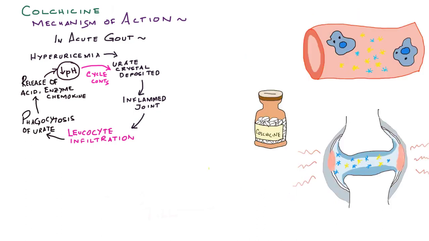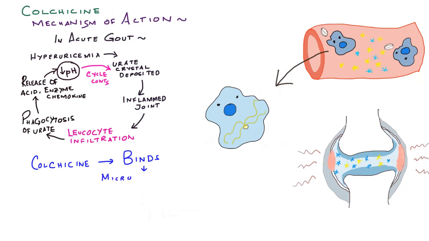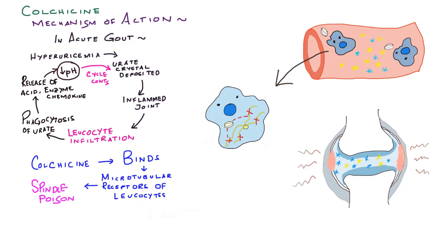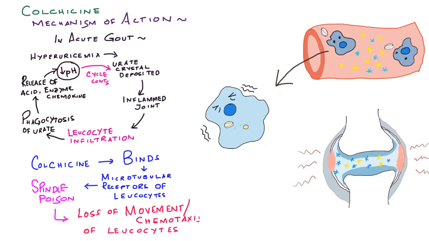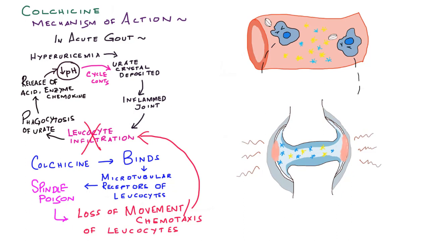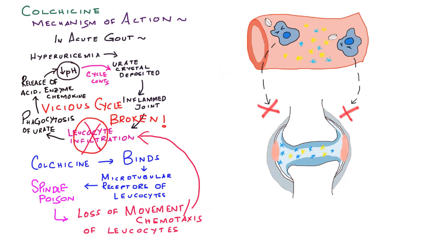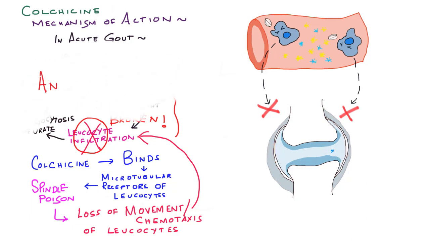Colchicine is important in that context in that it tries to break this vicious cycle. Colchicine binds to the microtubular receptors of leukocytes and acts as a spindle poison. This causes loss of movement or prevents chemotaxis of the WBCs, and thereby it inhibits leukocyte infiltration inside the joint space. As there is no leukocyte infiltration inside the joint space, there is no further phagocytosis or further reduction of pH of the synovial fluid. So effectively that vicious cycle of repeating inflammation is prevented or stopped. Thereby colchicine exerts anti-inflammatory action in this case.